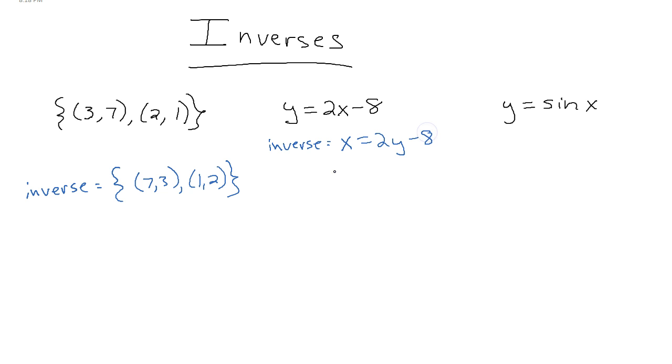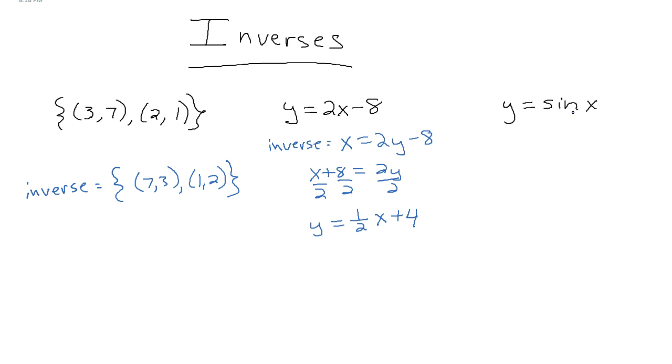Now don't leave it like that, because when we find inverses, we generally will solve for y. So in this case, I would add 8 to both sides, and then I would divide through by 2, and I get y equals 1/2 x plus 4. That would be the inverse.